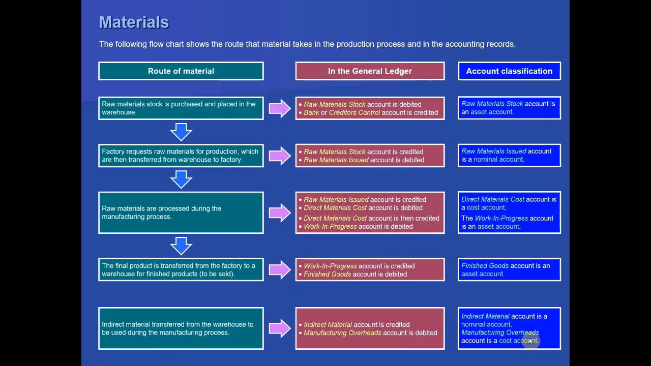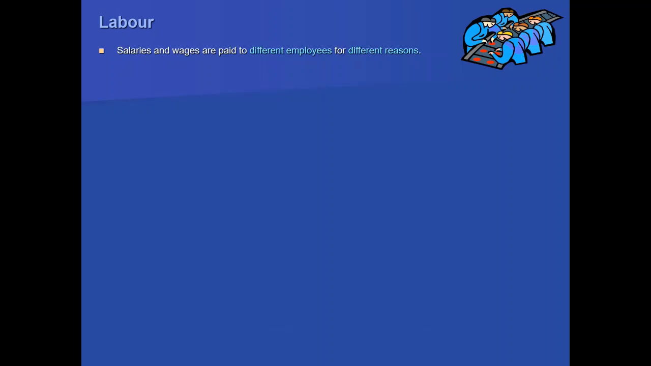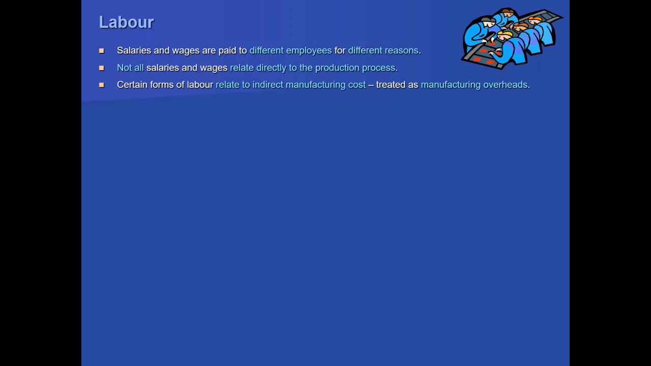Okay, so labor. Salaries and wages are paid to different employees for different reasons. Not all salaries and wages relate directly to the production process. Certain forms of labor relate to indirect manufacturing costs, treated as manufacturing overheads. Some salaries are an operating expenditure and are recovered from the gross profit.